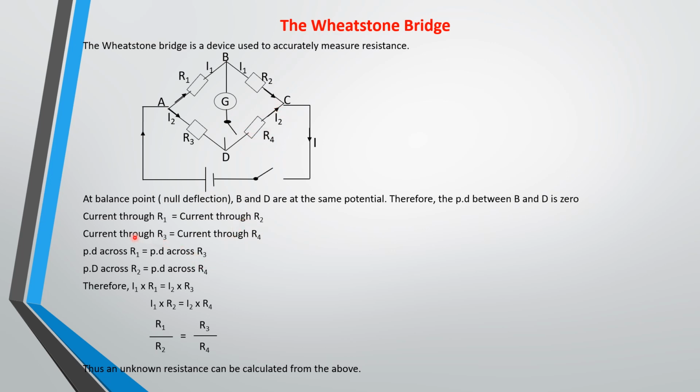So now what I've said is that the current through R1 is equal to the current through R2. Why? Because they are in series.